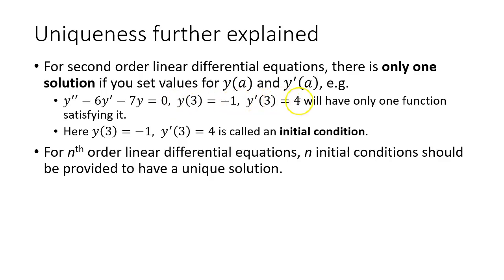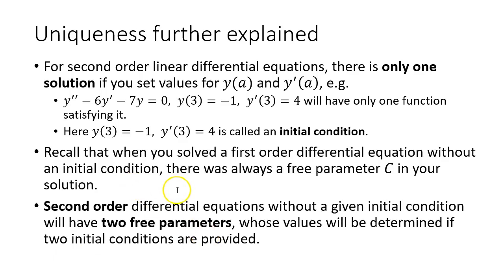And this here, y(3) equals negative 1 and y'(3) equals 4, is called an initial condition. For nth order linear differential equations, n initial conditions should be provided to have a unique solution. So, for example, if you are working with a third order differential equation, then you would expect to have only one solution when 3 initial conditions are provided at a point. Say y(0), y'(0), y''(0). If those three are supplied for a third order differential equation, then you know that equation has only one single solution.